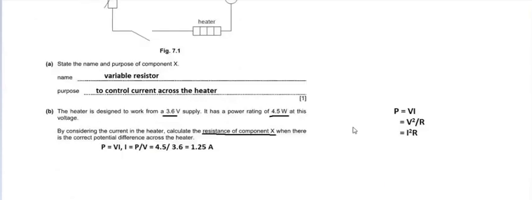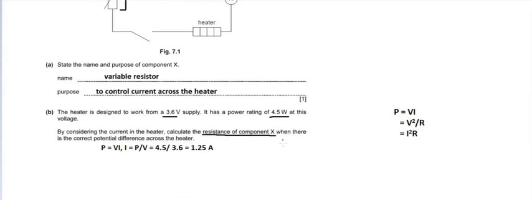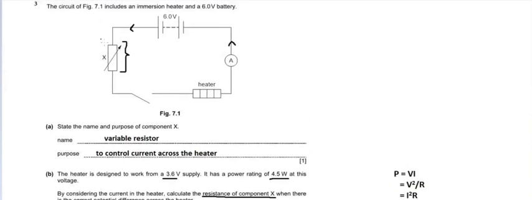Okay. And what we need to find out is the resistance of component X. So in order to find out the resistance of component X, we should know the potential difference across this variable resistor and the current flowing through this variable resistor. So current, we found out the value using the power rating values of the bulb, that is 1.25, and the current flowing through the resistor is the same. Now we need to estimate the potential difference across this variable resistor.